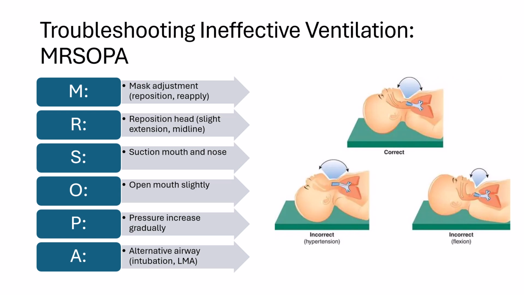If ventilation isn't effective, remember the MRSOPA mnemonic for troubleshooting. M stands for mask adjustment. Reposition or reapply the mask for a better seal. R is for repositioning the head with slight extension, midline. S is for suctioning the mouth and nose if secretions are present. O means open the mouth slightly. P indicates gradually increasing pressure if chest rise is inadequate. And A stands for alternative airway, like intubation or laryngeal mask airway, if bag mask ventilation remains ineffective. This troubleshooting sequence is frequently tested. Know it well.